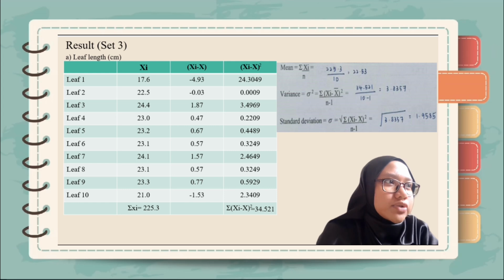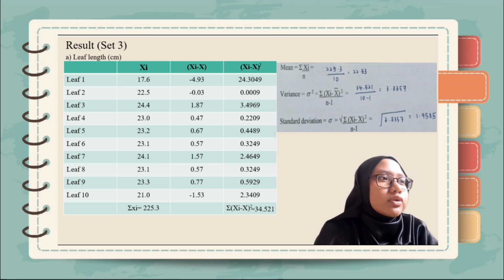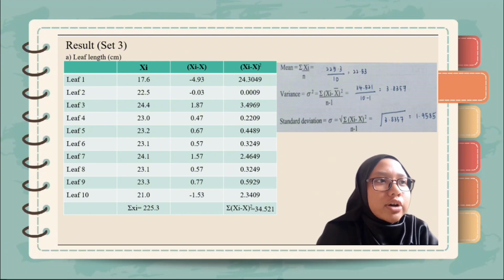So the result for set 3, A, leaf length. We got the data as shown in the table. For the mean, we got 22.53. For the variance, we got 3.8357. And the standard deviation, we got 1.9585.